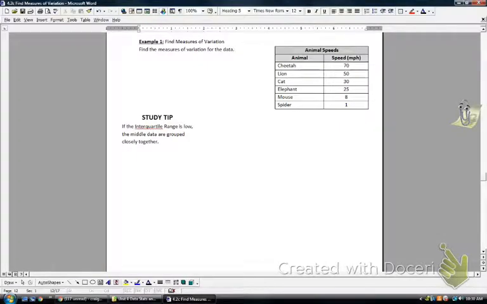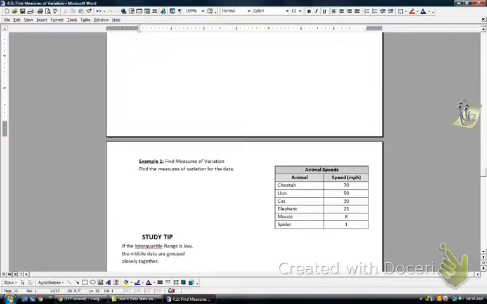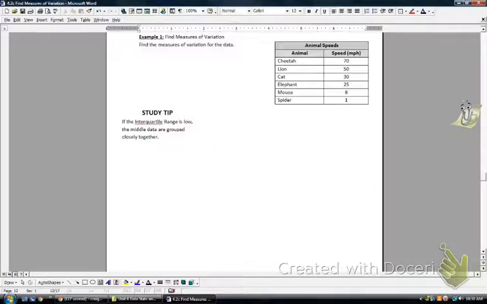All right, so we're finally to example 1, find the measures of variation. We need to find the measures of variation for the data shown over in the table. And remember, one of our measures of variation is the range, and the range is the high minus the low. So for this example, I have 70 minus 1. So my range for this example is 69.